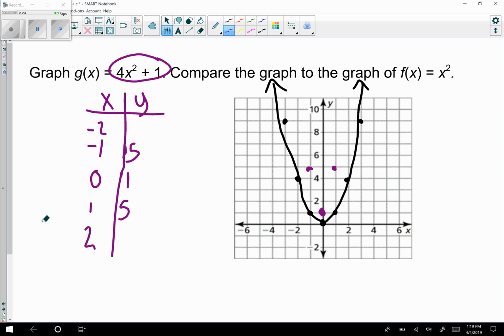Now let's take 2 and -2 and plug those in. So 2 and -2, when you square them, both turn into 4. 4 times 4 turns into 16. 16 plus 1 is just 17. So each of those turn into 17, and I can't quite fit that one on here. So I'm just going to continue and graph my points that way.